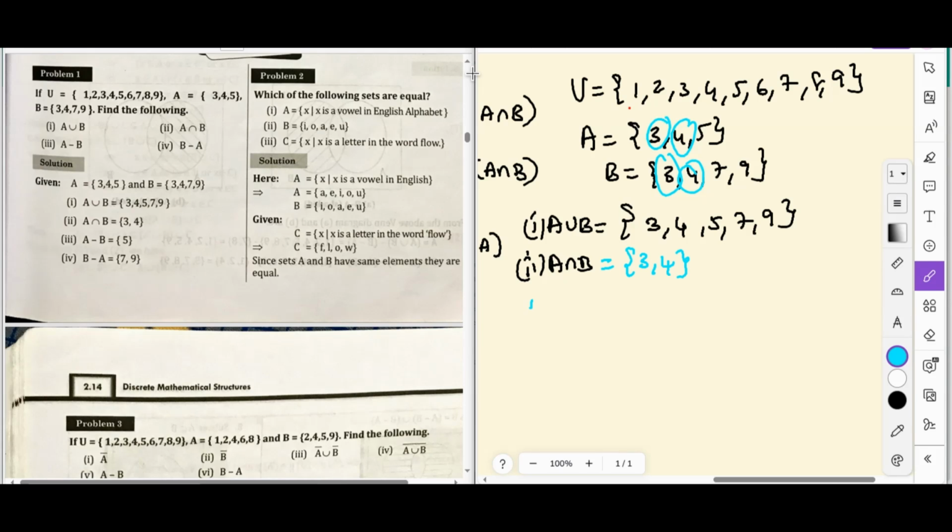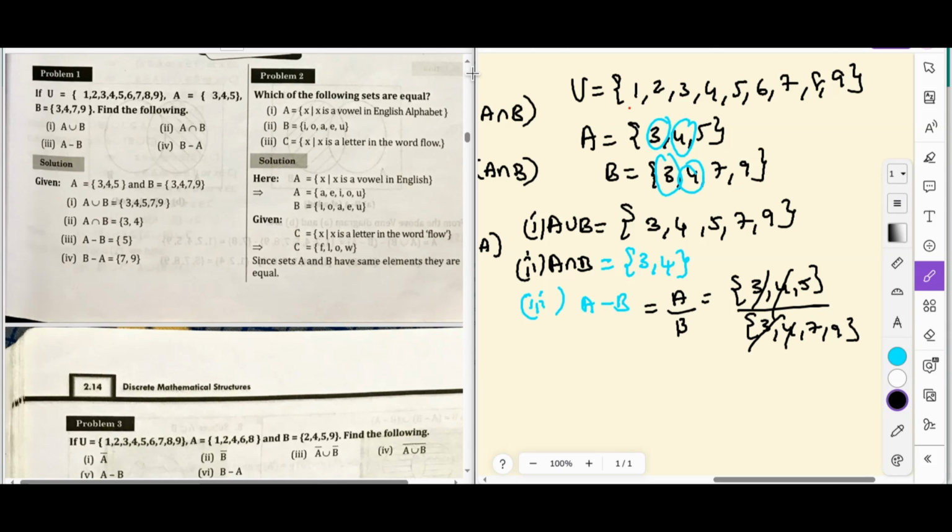Then the third one is finding A minus B. What is meant by A minus B? A minus B is A by B. So we'll be writing A, 3, 4, 5, divided by 3, 4, 7, 9. The common terms will get cancelled. Only the term which is left remaining in the numerator will be the answer. So it will be 5.